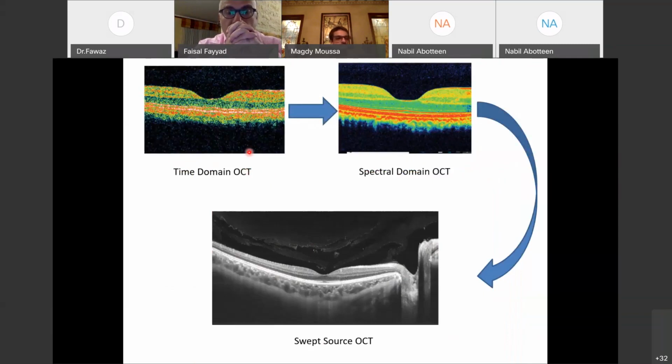During the development of the OCT, it passed through 3 stages. Starting from the early era, we call it time domain OCT, which was slow, with low resolution and a very low axial scan rate, around 400 axial scans per second. Then the second development was the spectral domain OCT, much faster, about 28,000 axial scans per second, and much better resolution. And then we come to the last era of the OCT, which is the swept source OCT, using a different light source which is more powerful and able to show us much deeper layers, which cannot be seen by the previous OCT, especially the choroid.